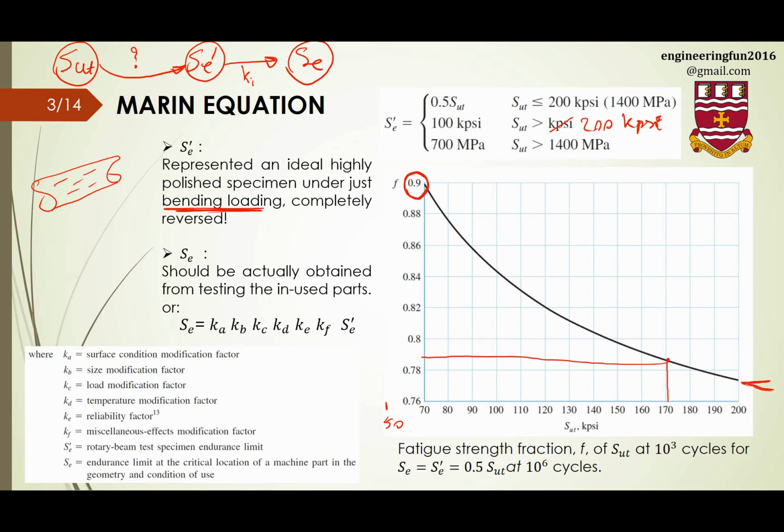But in reality, we can have bending, we can have torsion, we can have axial, all types of loadings. If we have this case, what we need to do is multiply the Se prime, which was for bending loading, by a factor. After that, this means that we are considering all types of loading for our real part.